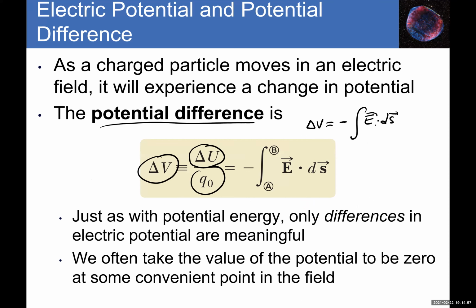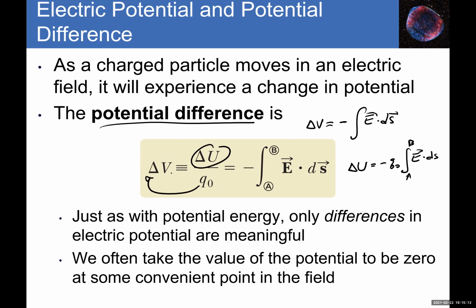Now, why this equation? Remember, we had the equation where the change in potential energy was equal to negative q naught times the integral of E dot ds going from point A to point B. But what I'm doing here is replacing potential energy. If I move the q naught over there, this becomes delta U equals q naught times delta V. This is how potential energy is related to the potential. Okay, delta U equals q naught times delta V.